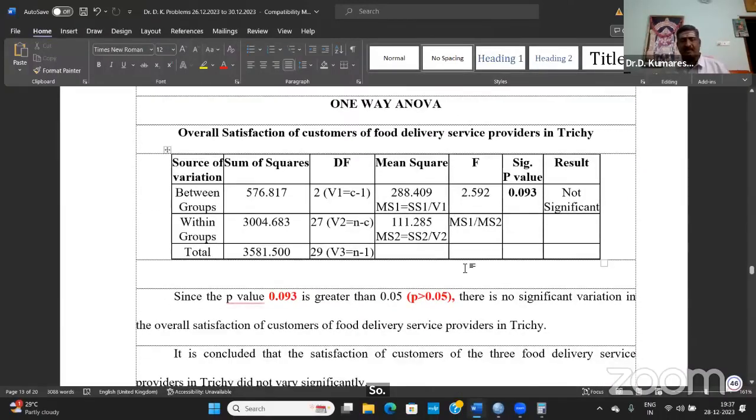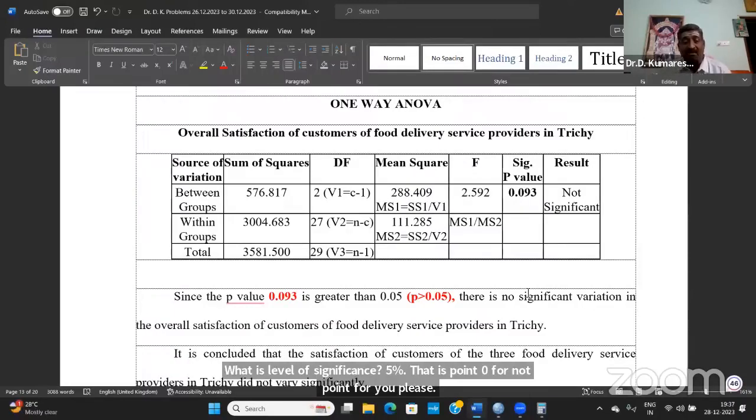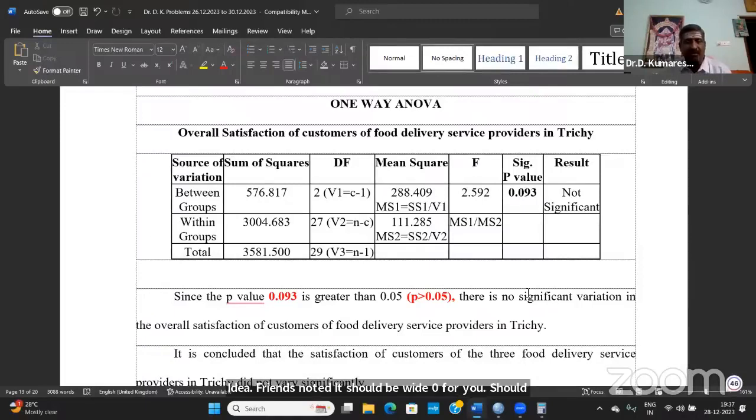Look at here. What is level of significance? 5%. That is 0.05, not 0.5. Please, dear friends, note it. It should be 0.05. It should not be 0.5. Sometimes in hurry, we take it as 0.5. That is why I am telling 5%, 5%, 5%. 5% means 5 by 100. So obviously it is 0.05. Okay.